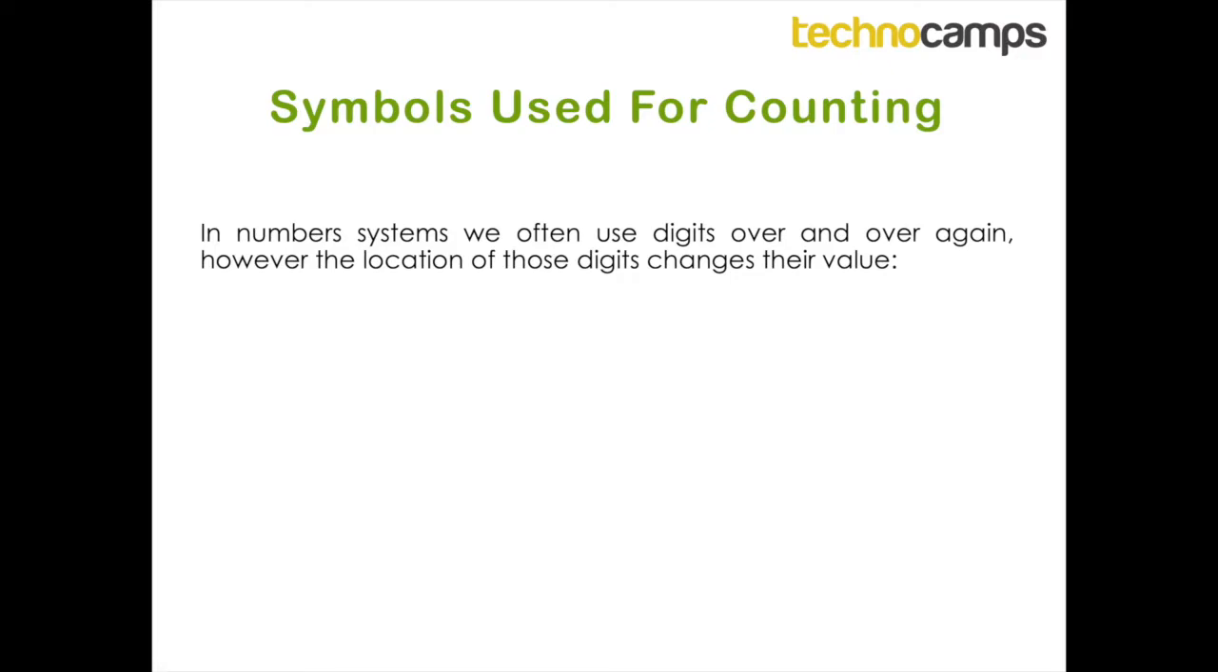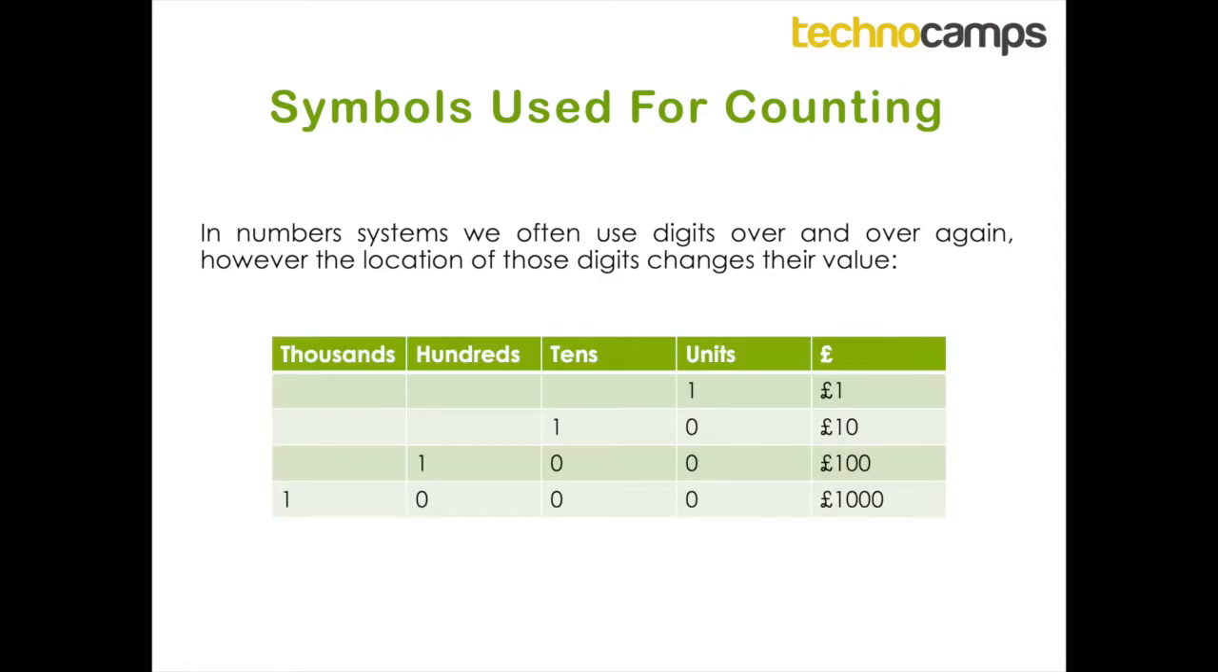When we count, we use symbols. In number systems, we often use digits over and over again. However, the location of those digits changes their value. So in decimal number systems, or base 10, we have these following units. So units are 1 to 9, then you have your tens, then you have your hundreds, and then you have your thousands.